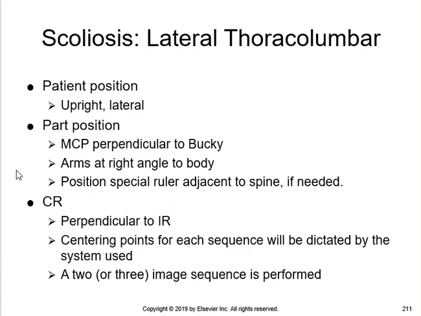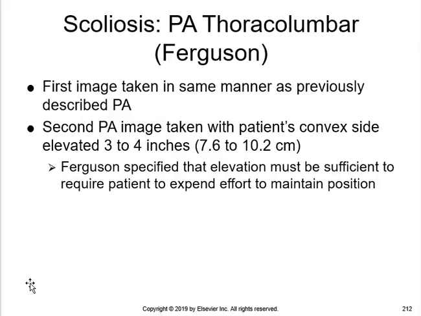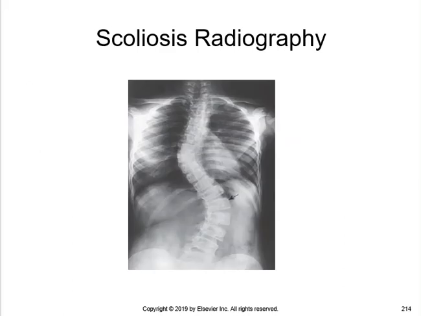So lateral, again, is with the patient upright unless otherwise indicated. Mid-coronal plane is going to be perpendicular to the image receptor. The arms should be out in front of the patient so that they don't lay directly over the spine. Central ray is going to be perpendicular to the image receptor. And again, we're going to have 2 or 3 individual images. And our scoliosis radiography looks like that.